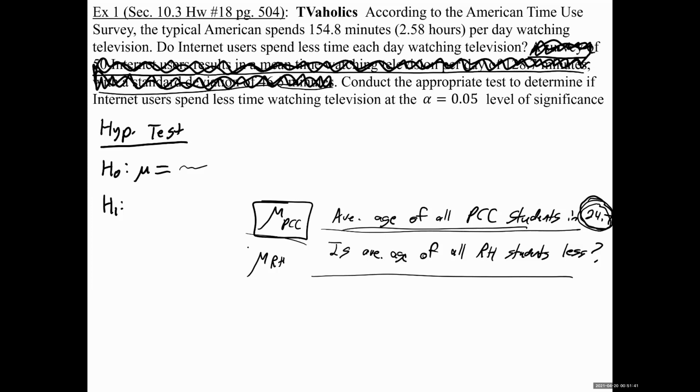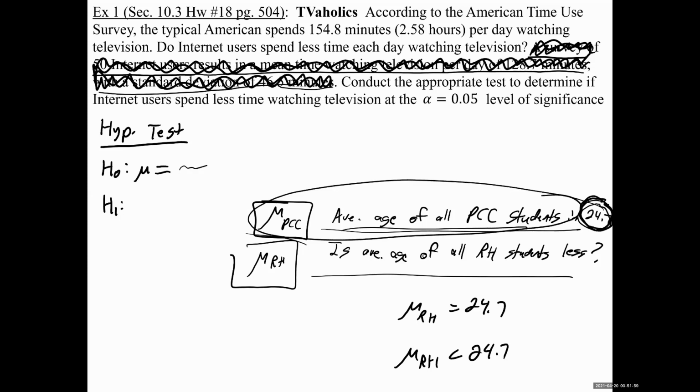But our question is about the mu for another population, and I have no idea what it is. And the king is going to say, I think it's the same as it was for PCC students. So the king will say the mu for the Rio Hondo students is 24.7, and the peasant will say the mu for Rio Hondo students is less than 24.7. But again, the only reason to mention this other group is to explain to you where this number came from.